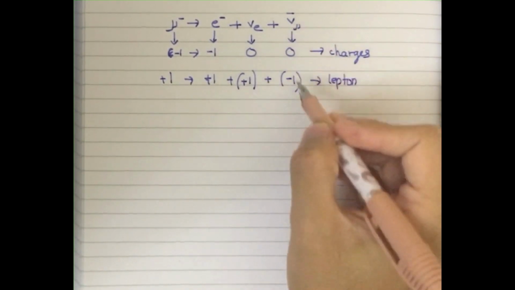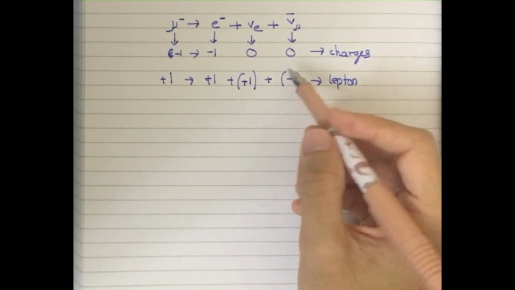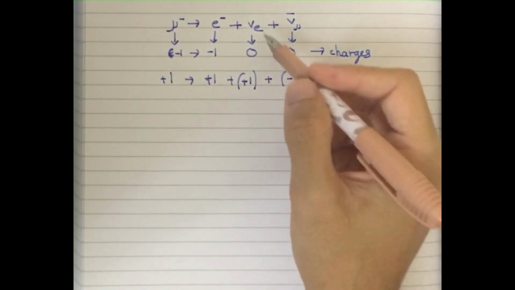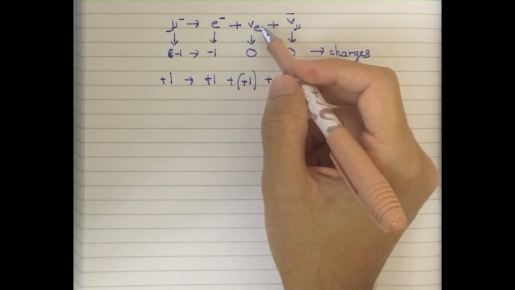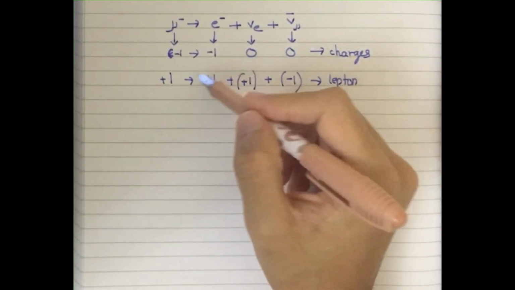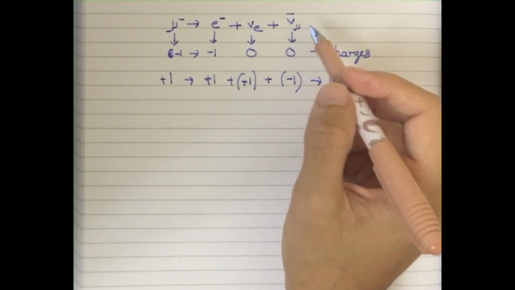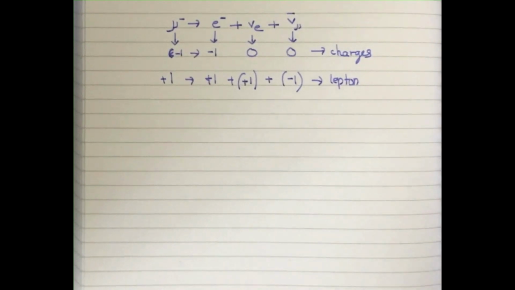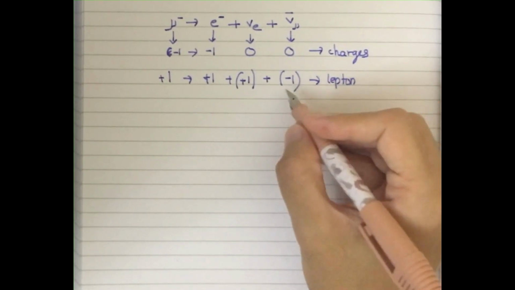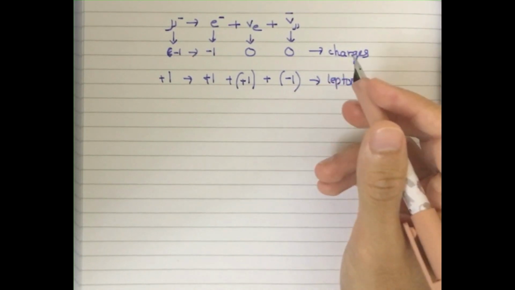If it contains an anti-neutrino, in lepton number you put a negative sign. Normal particles like the electron and the electron neutrino are positive. Only the one which has anti, or is composed of antiparticles, is negative. So it's either 0 or -1.